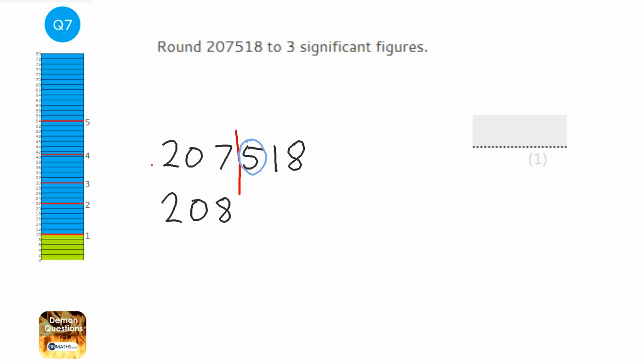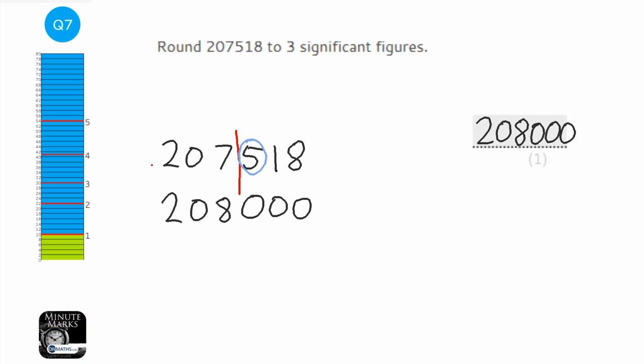Now be careful here, the numbers to the right don't disappear, and some students, when they've done decimal places, think they just go away. With significant figures, you have to remember that they turn to 0. Now they do the same with decimal places, it's just because they're after the decimal point, we don't need them anymore. But these 3 zeros here are what we call placeholders. So, for instance, if you're asked to estimate the size of a crowd, and there were 207,518 people, you wouldn't say that was roughly 208 people. You would say that's roughly 208,000 people.